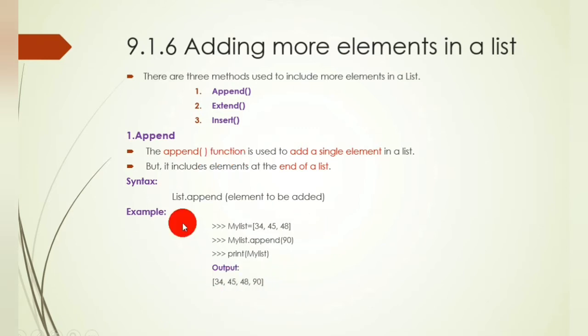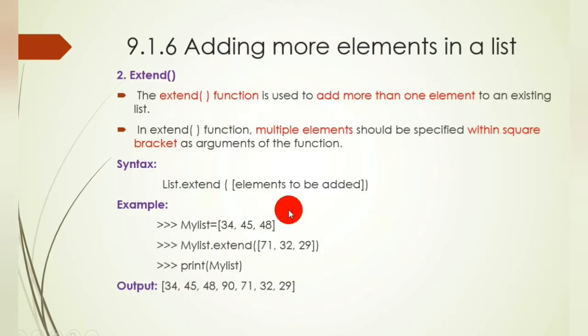Now I move on to the extend function. The extend function is used to add more than one element. Is it clear? The append function is used to add only one element to a list, but the extend function is used to add more than one element in a list. This is very important. In a 1 mark question it may be asked which function can be used to add one element or more than one element in a list. One element means the append function, and more than one element means the extend function, to an existing list.